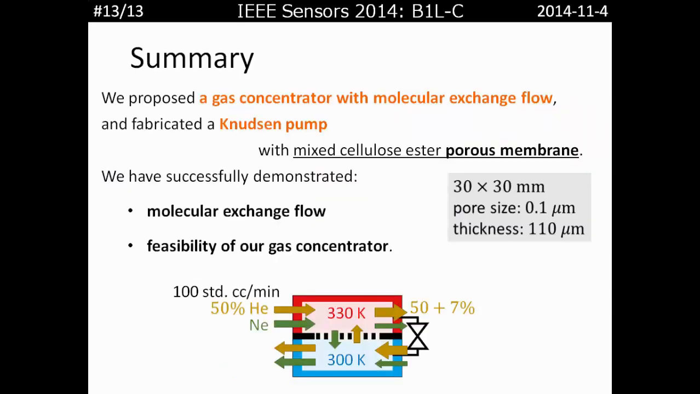Let me summarize my talk. We have proposed a novel design of gas concentrator which uses the molecular exchange flow, and fabricated the device using a mixed cellulose ester porous membrane. Then, we have successfully demonstrated the molecular exchange flow and the feasibility of our gas concentrator. In the experiment, we have successfully induced up to 7% concentration variation for a helium-neon mixture and 15% for a helium-argon mixture. Thank you for your attention.